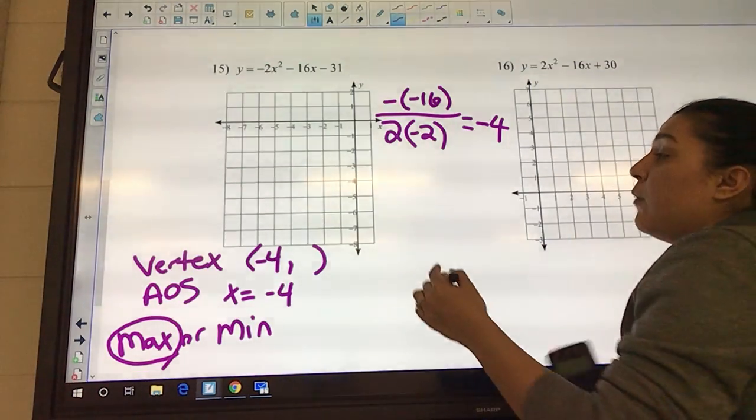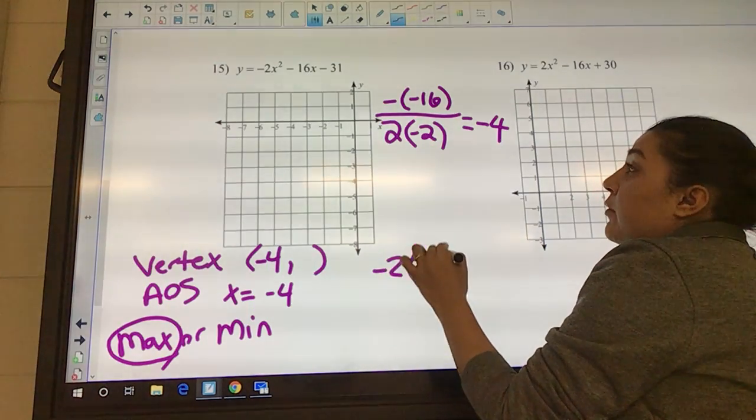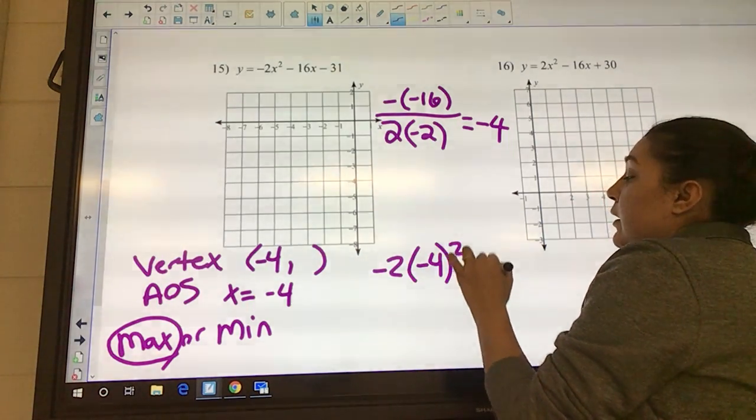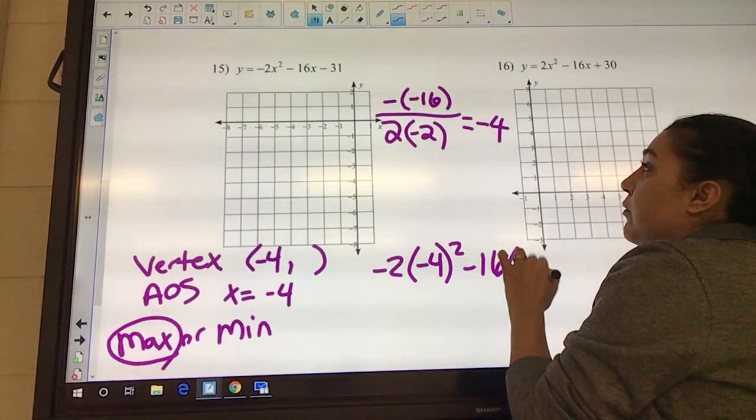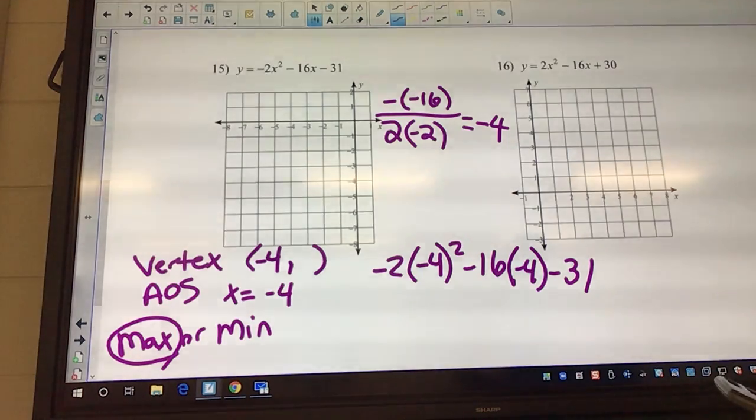And this is where some of you guys went wrong yesterday. So your plug-in should look like this. -2 times -4 squared minus 16 times -4 minus 31.